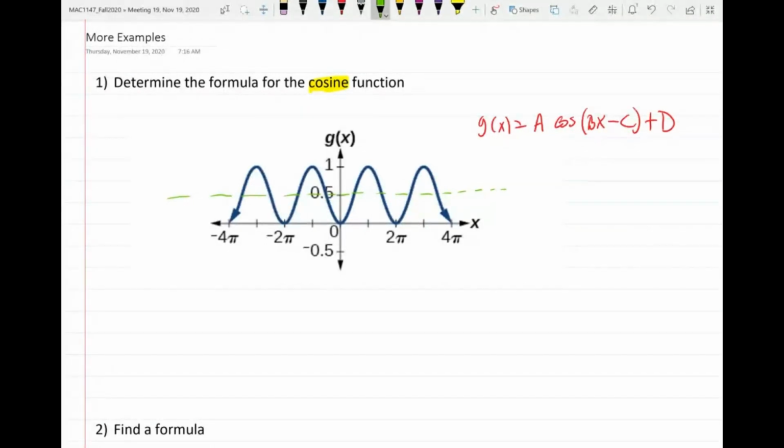Everybody okay with this? So do you all see that this is the midline of the picture? All right, so now this already gives you information about something. What do we know about this? What would be d for the function? Remember, d is the one responsible for the midline, right? So what is d?